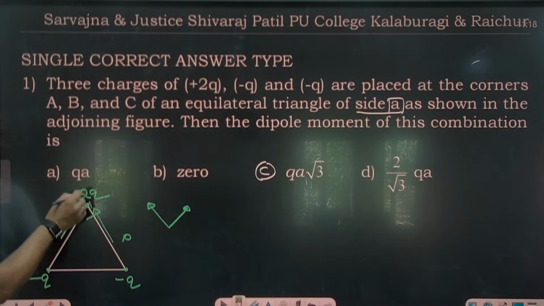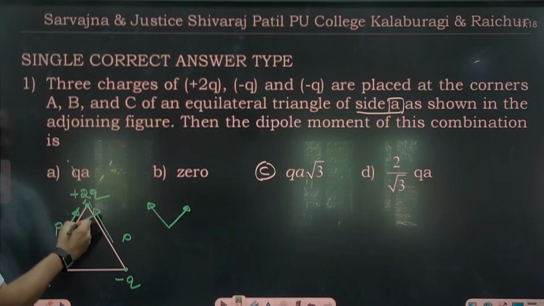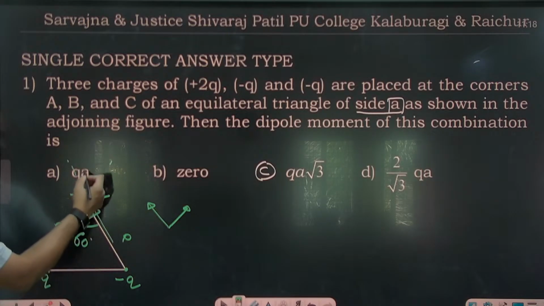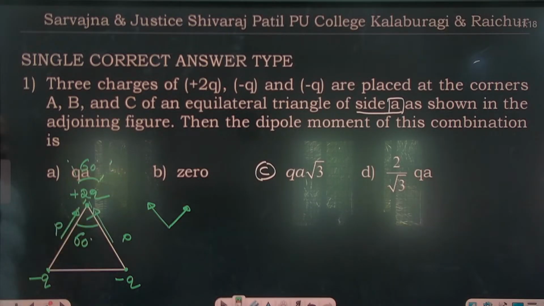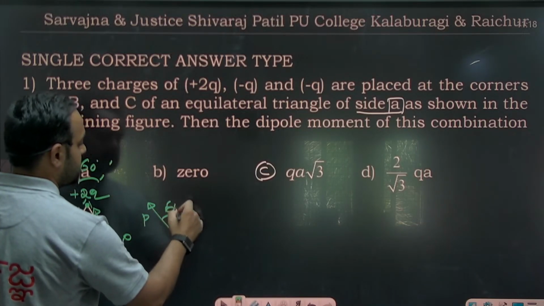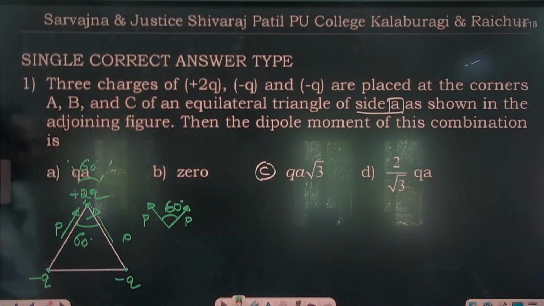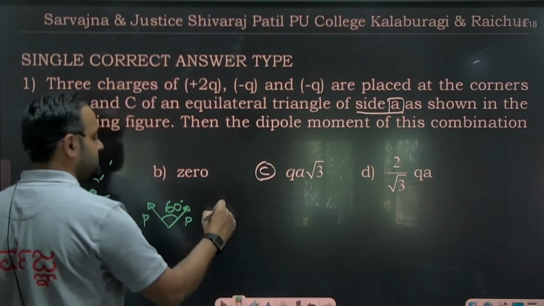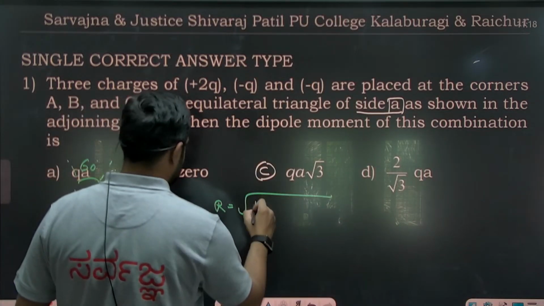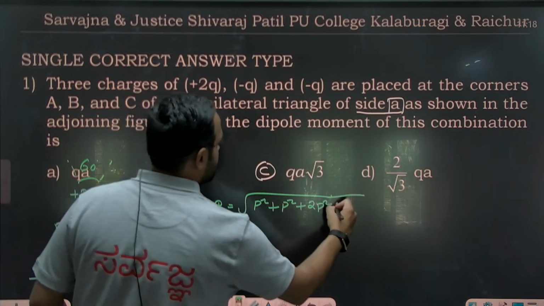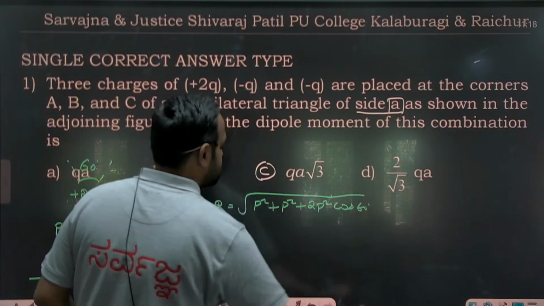Then extend madre. So this angle and this angle will be same. Since this is an equilateral triangle, this angle will be 60 degrees. So therefore this angle also will be 60 degrees. So you have P and P, two vectors making an angle of 60 degree. Resultant ಏನು ಬರುತ್ತೆ? Resultant of this 2 is root of, yes, p square plus 2p square cos 60 degree.